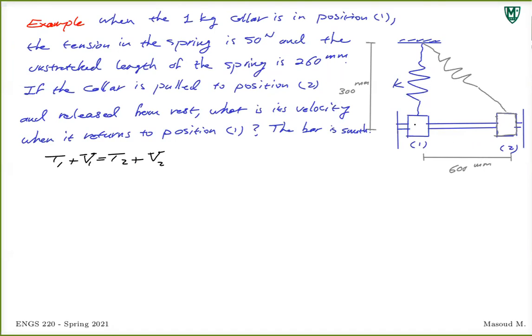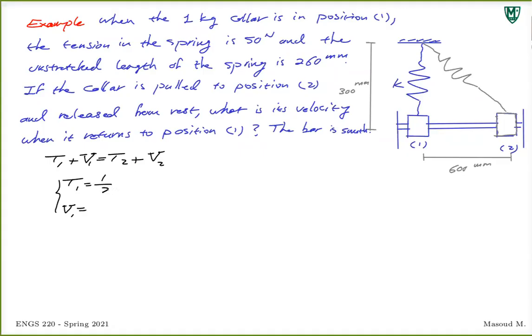Now let's just find out each of these values. So T1 and V1, following my way of writing. We are trying to find the velocity at position 1 when the collar returns to position 1. Obviously there is some velocity there, since the collar starts sliding from position 2 coming back. When it gets to point 1, it has some velocity. We don't know that; that's what we're trying to find out.